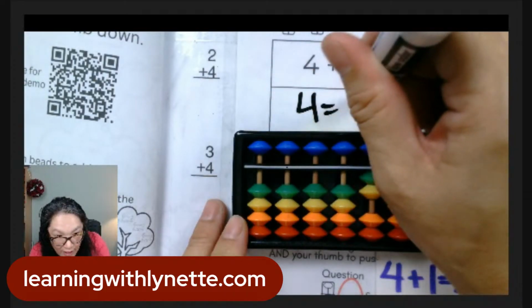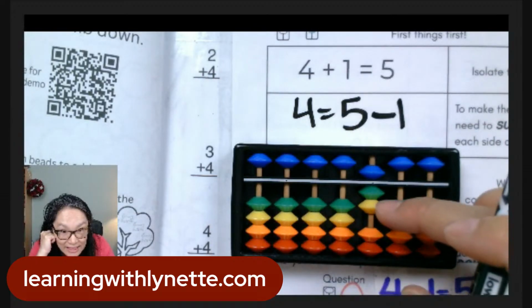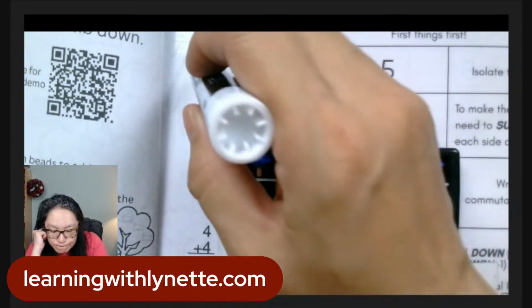This is too much. So what we need to do is minus the 1. Now my equation is balanced. So I have directions. I'm going to add the 5, but that's too much. I need to take away the 1. So my final answer is 6.